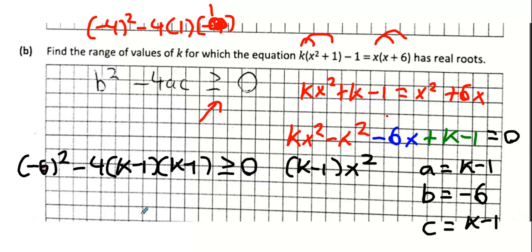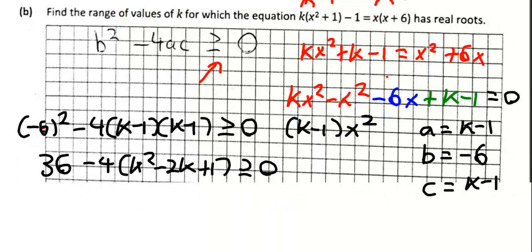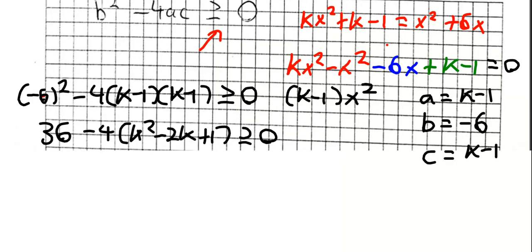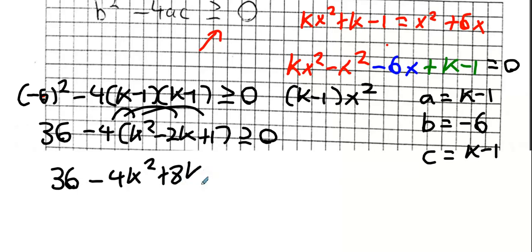Now we're going to multiply all this out. 36 minus 4 times k squared minus 2k plus 1 greater than or equal to 0. A lot of very sympathetic 4 out of 10s came in this question. We all good? Okay.